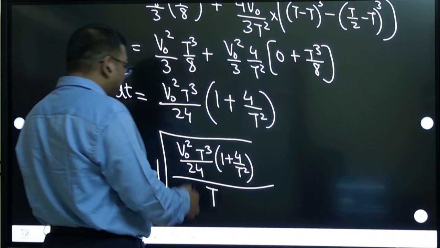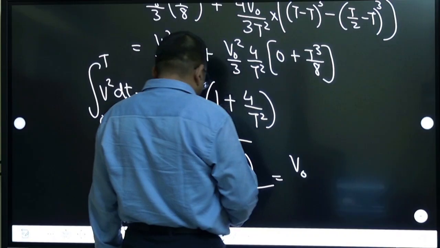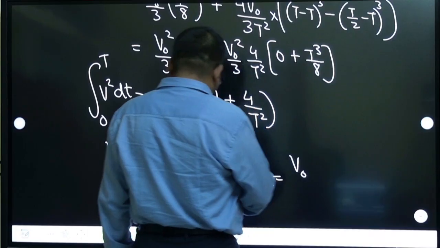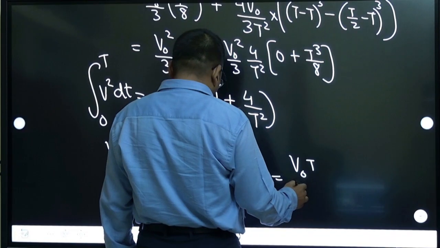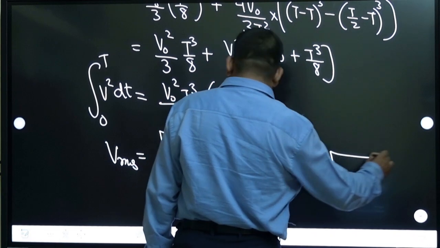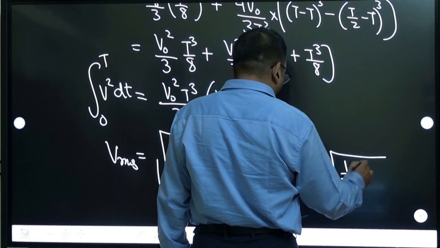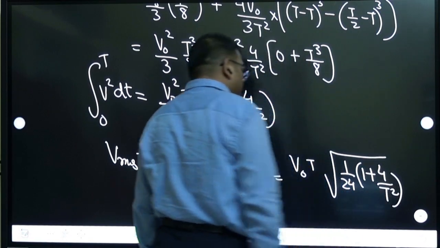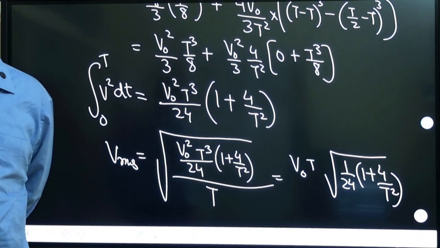Now try to cancel out. So V naught will come out, T square will come here, T square also you can take out, correct? V naught square will come, T square, root 24 if you want you can take out, otherwise you keep it inside. So it will remain 1 by 24, 1 plus 4 by T square. This is the answer coming over full cycle. Check this calculation.